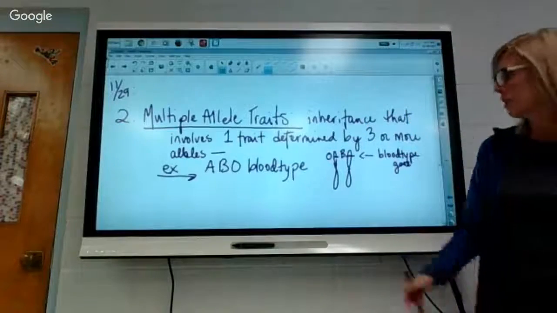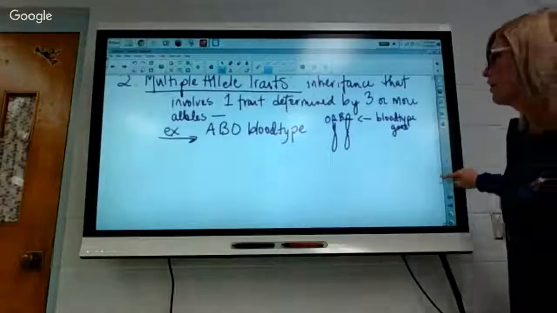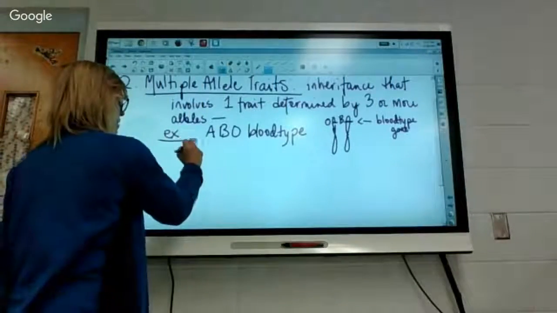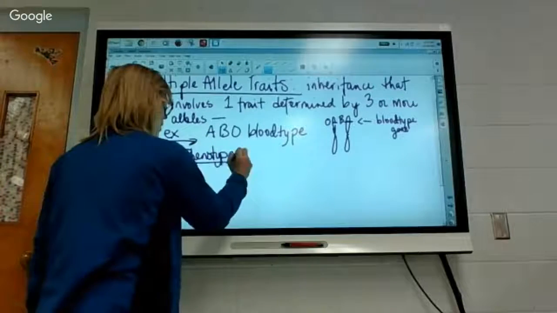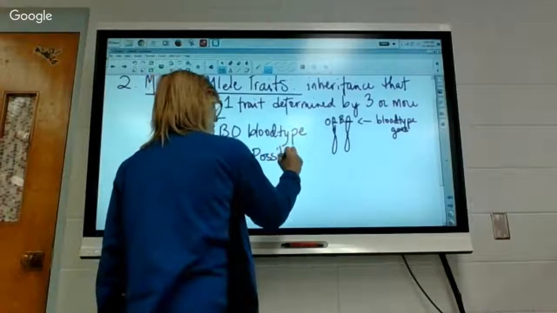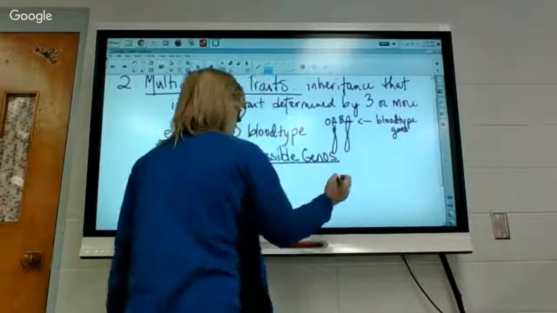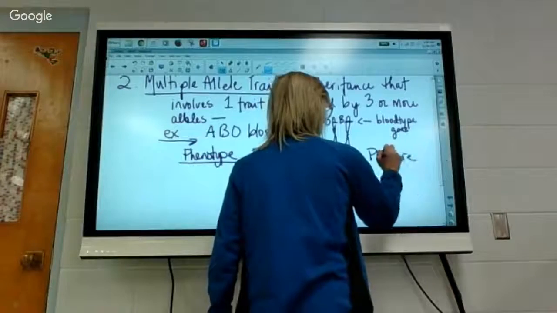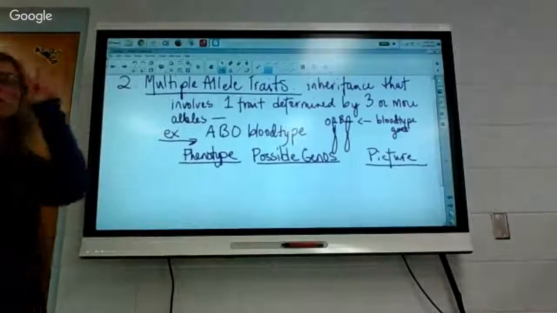Okay. All right, so here's how it lays out. The phenotype is the blood type, and these are the possible genotypes that determine it. And then here is the picture, the diagram. Okay. So what are the 4 blood types?